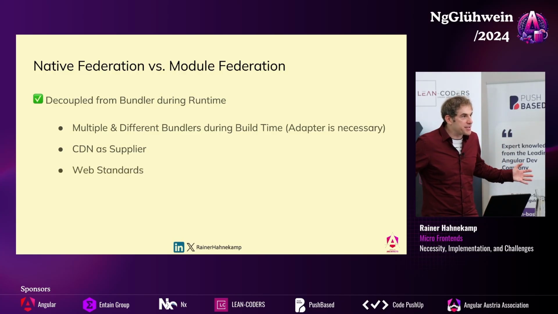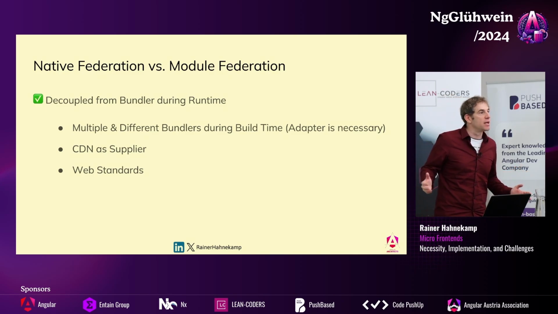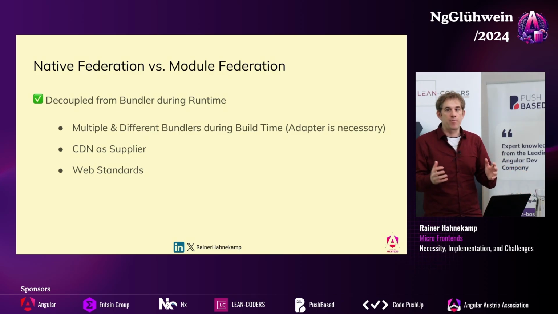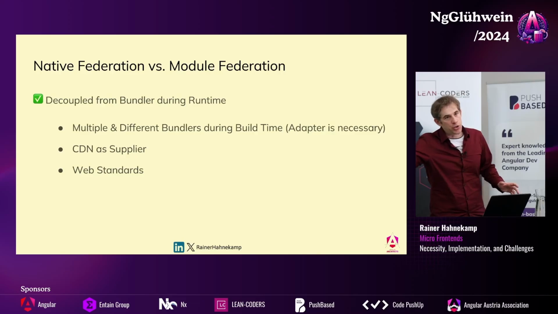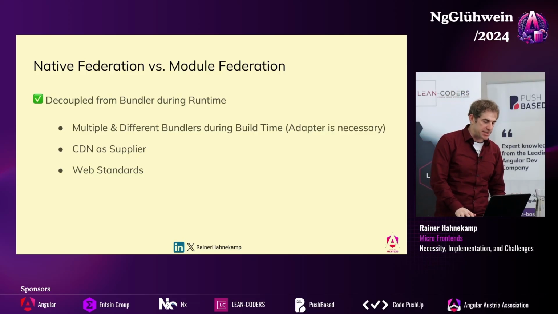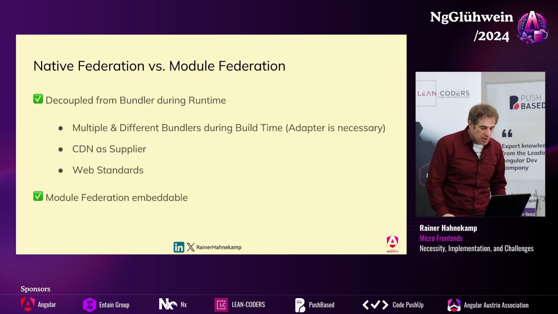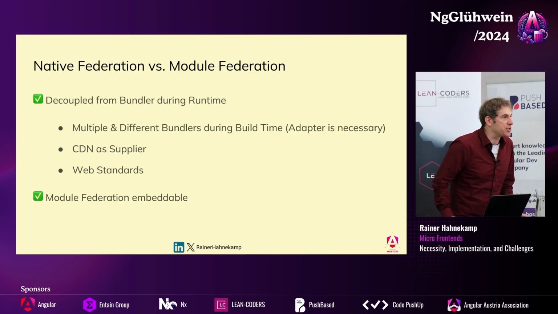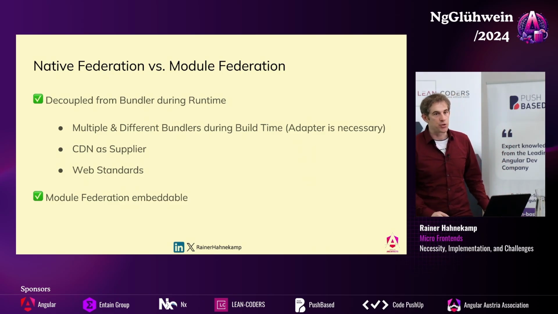It's also web standard, so we're using import maps in the end, which means we are telling the browser, if someone is importing from ABC, you fetch the file from this location, from this URL. And we can also use module federation as well. That's one of the latest features, so we can use both.